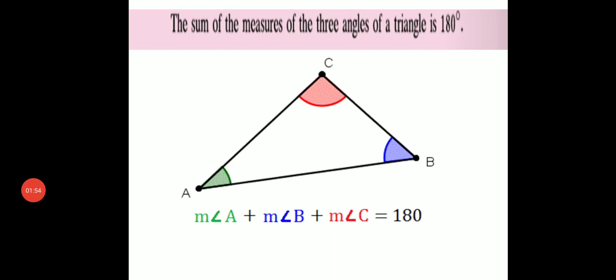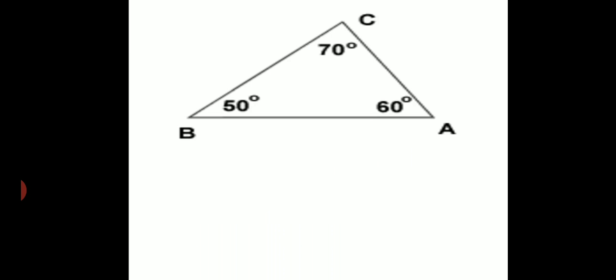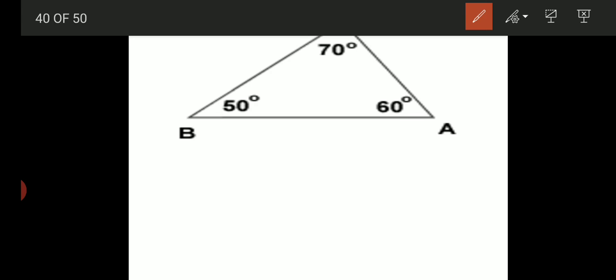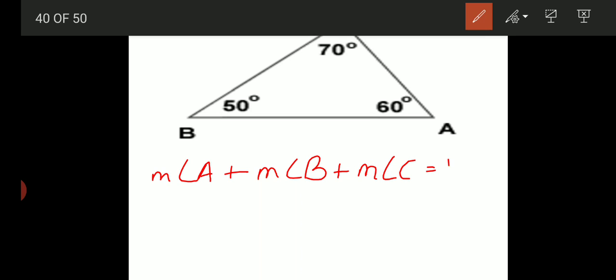Now let's try and understand this property again with the help of the second example. So here on screen you can see the second example figure given to you, which is triangle ABC. Now in this triangle ABC, the measure of angle A plus measure of angle B plus measure of angle C should be 180 degree, because this is the property we are learning. So now let's prove it.